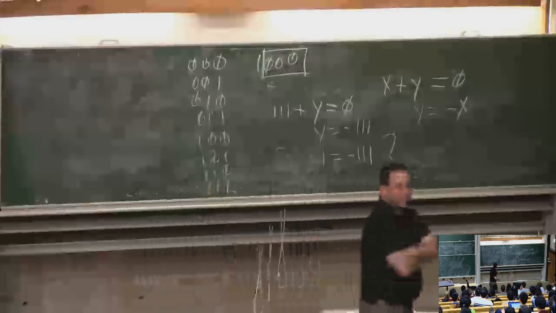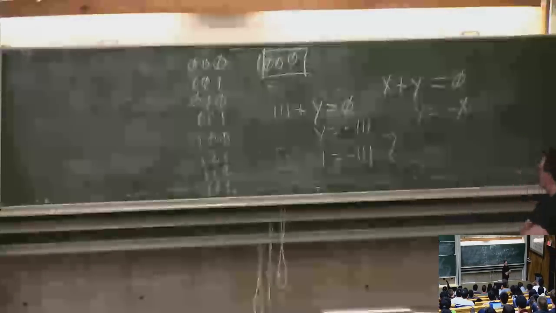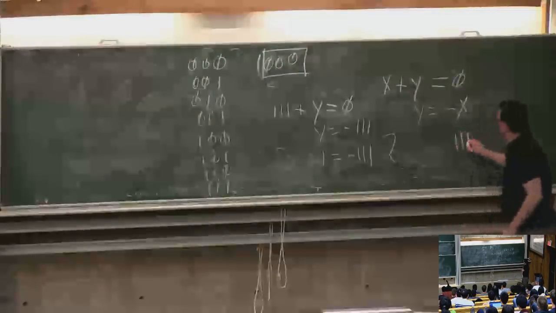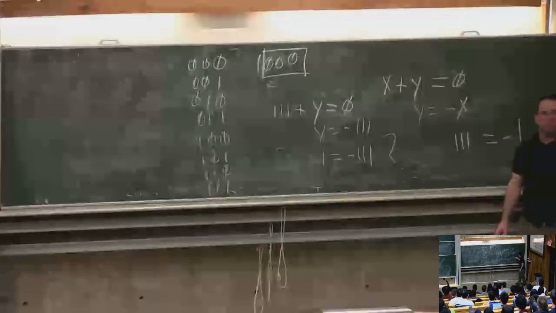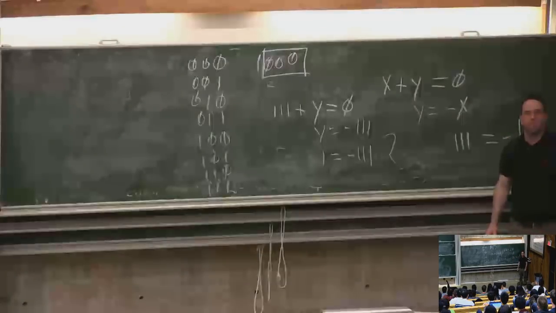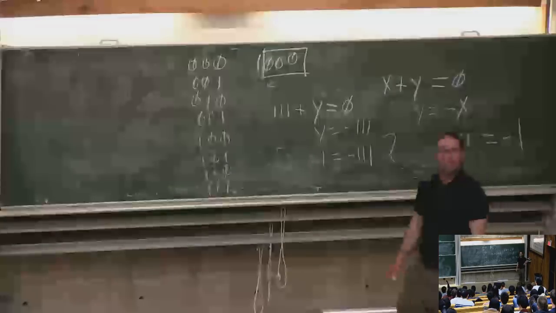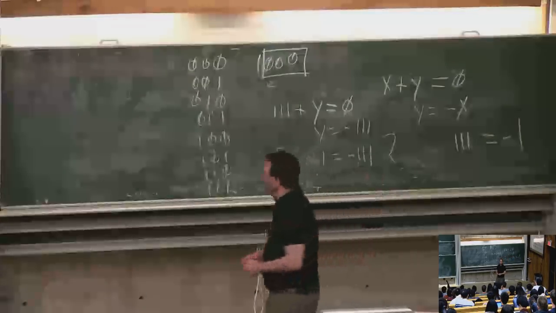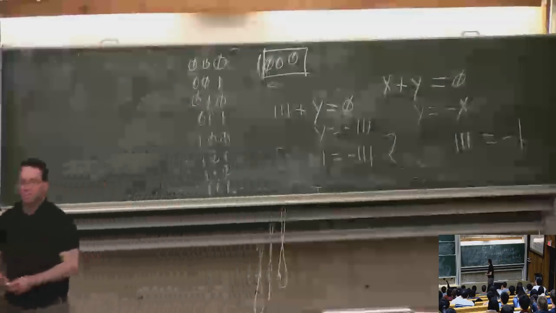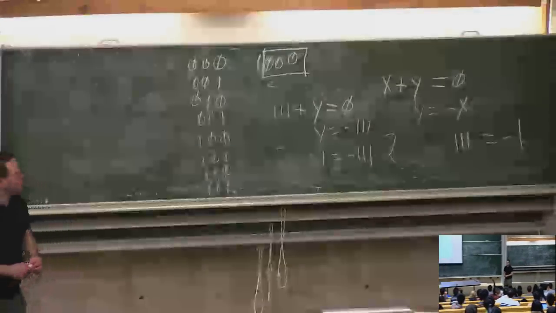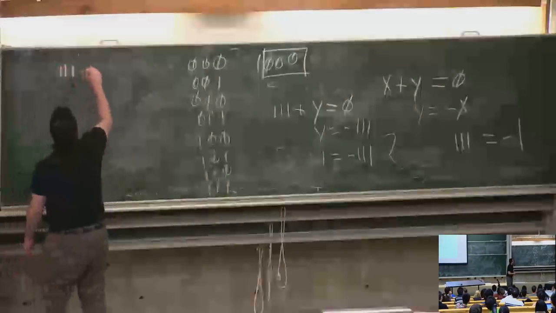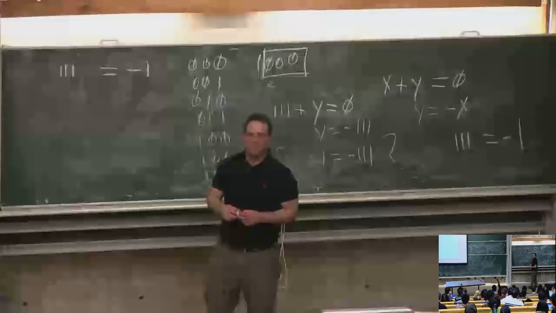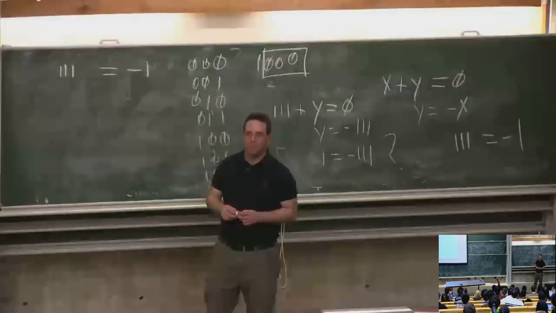Okay. This looks a little weird, doesn't it? According to this, 1, 1, 1 equals negative 1. Do you agree? Okay. Let's go with that for a minute. Let's assume that 1, 1, 1 is equal to negative 1.